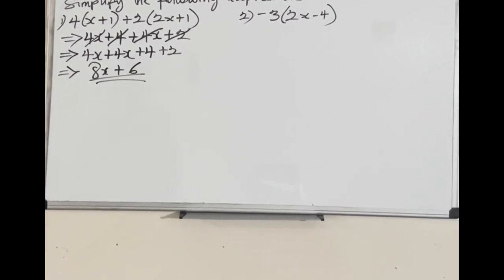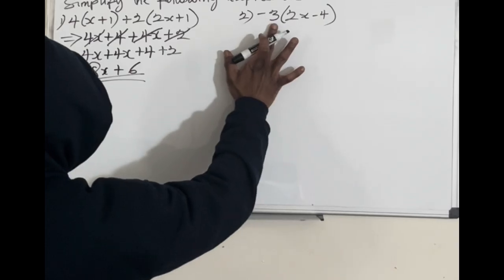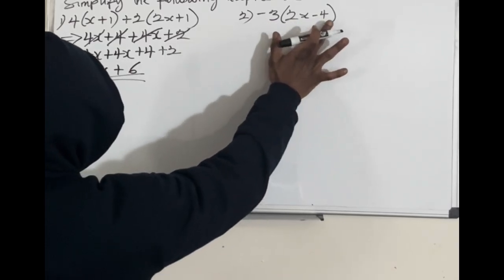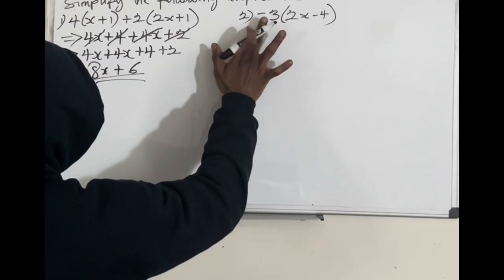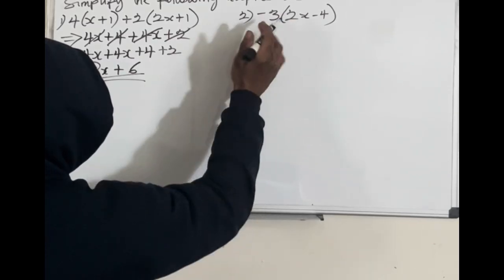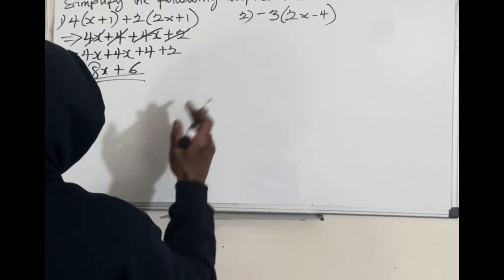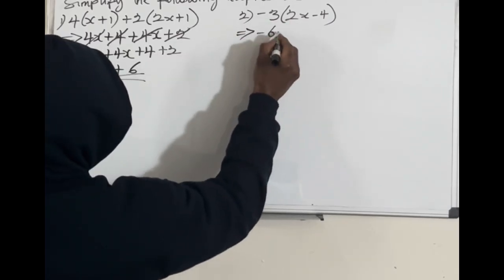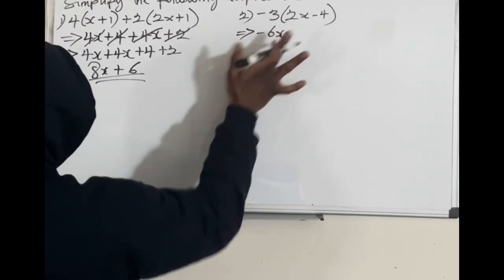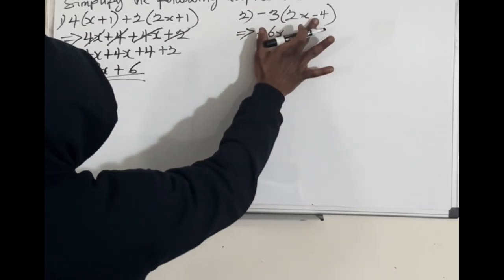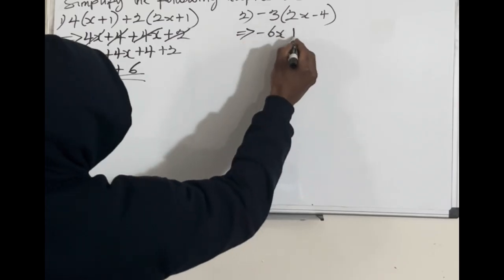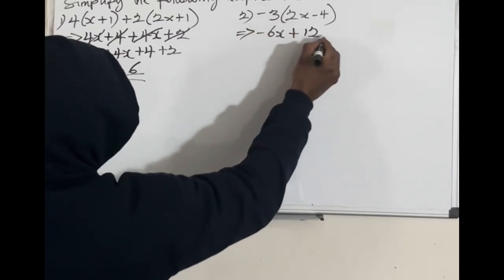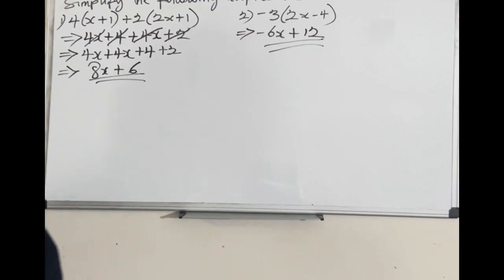So we move to the second question. We are multiplying negative 3 by 2x by negative 4. Negative times positive is what? Negative. So negative 3 times 2 will give us what? Negative 6s. Then we said negative 4. Negative times negative is what? Positive. So we get plus 3, 4, 12. Answer: it's very easy. Negative 6s plus 12.